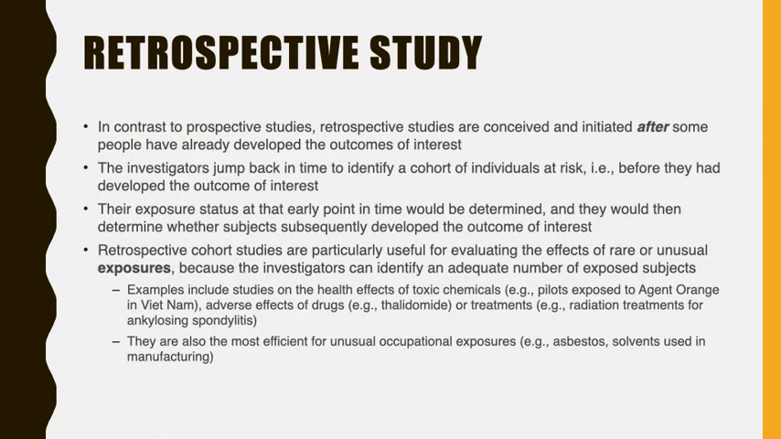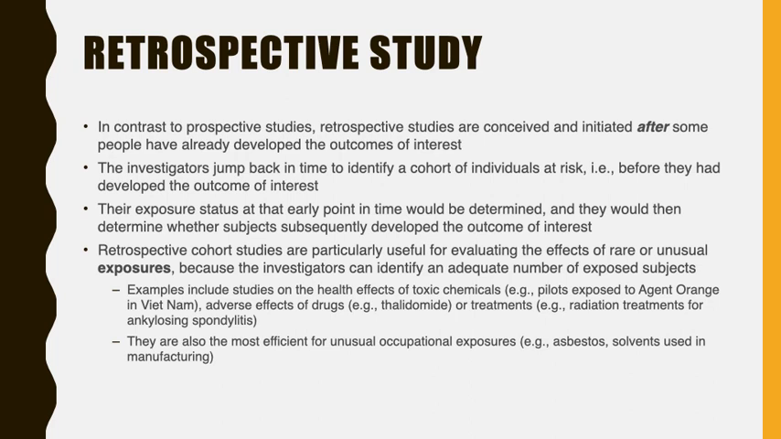Now, a retrospective study is the exact opposite of a prospective study. This means that it's initiated after some people have already developed an outcome of interest. So with this, we jump back in time to try and find a cohort of individuals at risk. So we're looking at people who we could find that were exposed to something before they developed the outcome of interest. And their exposure status at that early point would be determined, and we would then determine whether subjects subsequently develop the outcome of interest. So did they develop the outcome of interest after the exposure?